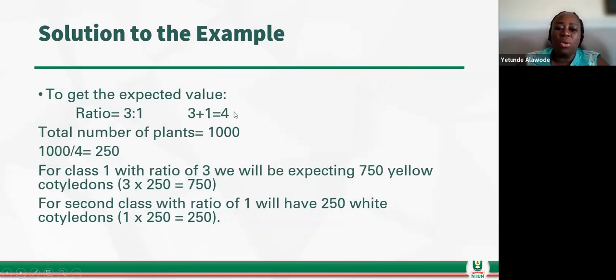So when you now add your ratio, you know that your total plant is 1,000. So all you have to do is take your total plant and divide it by the ratio, which I have done here. 1,000 divided by 4, and you get 250. I hope it is clear up to that point. Is it clear to that point?